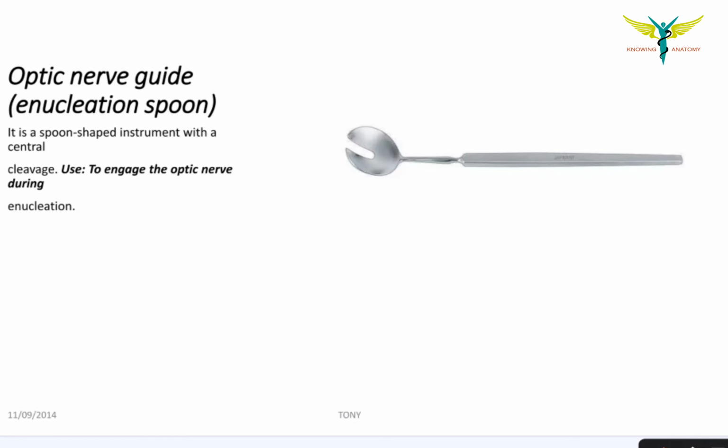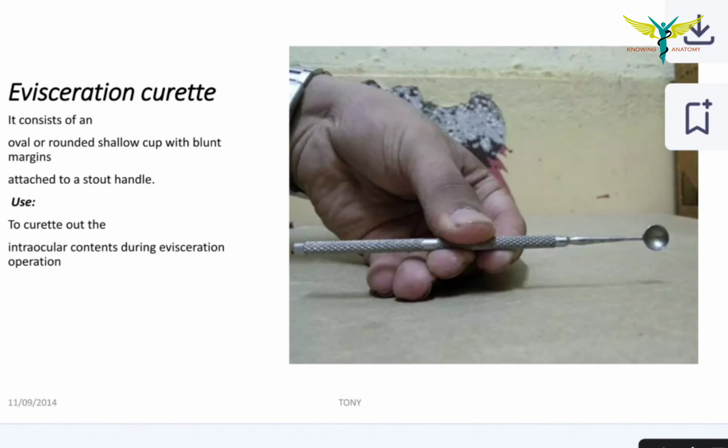This is enucleation spoon or optic nerve guide. This depression is to hold the optic nerve. It is a spoon-shaped instrument with central cleavage. It is used to engage the optic nerve during the enucleation surgeries. Evisceration curette. It consists of an oval or rounded shallow cup with blunt margins, which is attached to a handle. Usage. As the name indicates, it is used to curette out the intraocular contents during the evisceration operation.